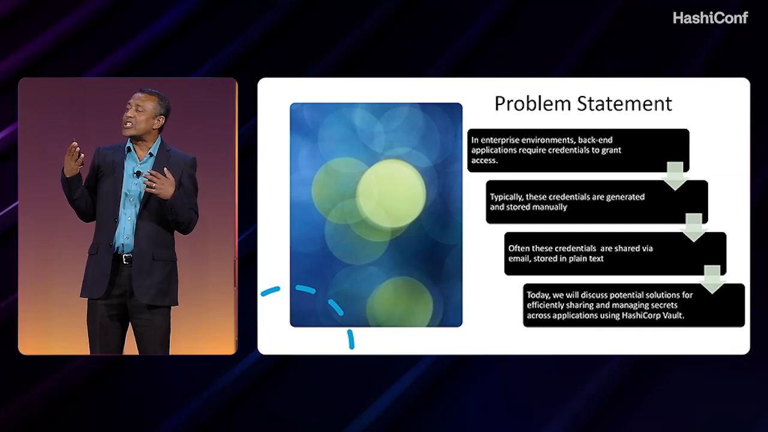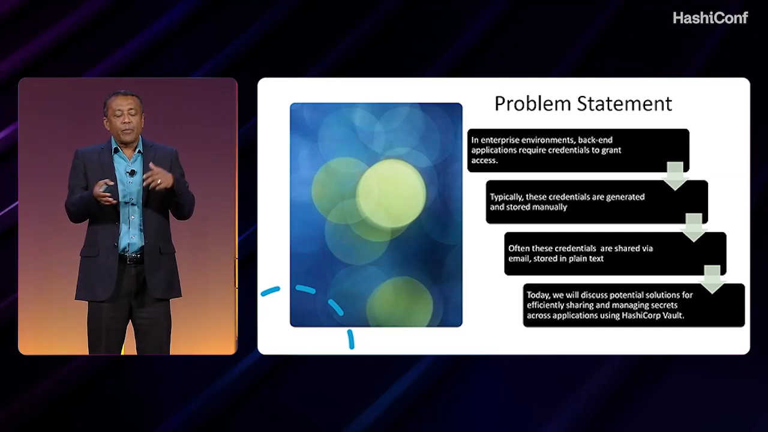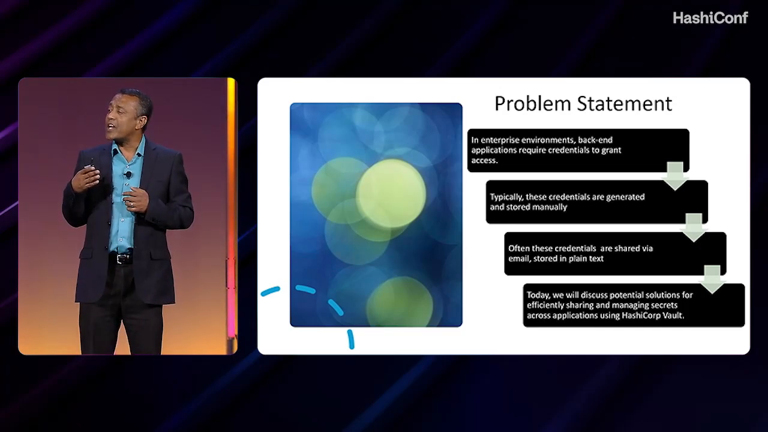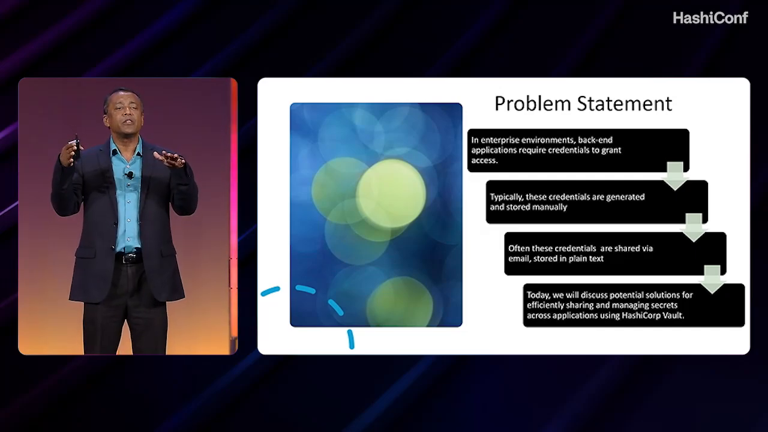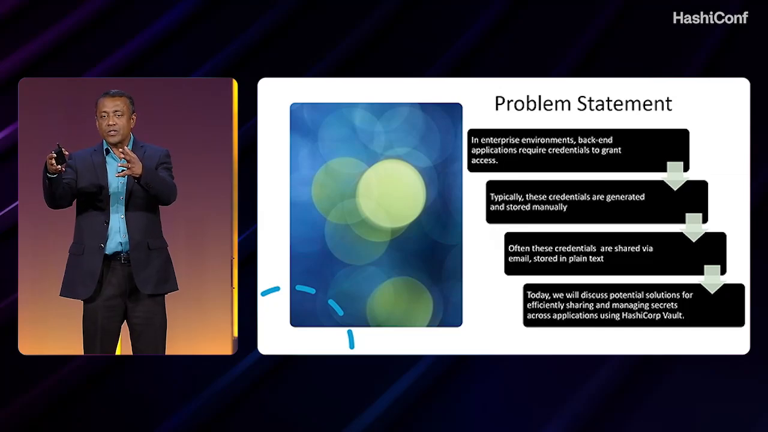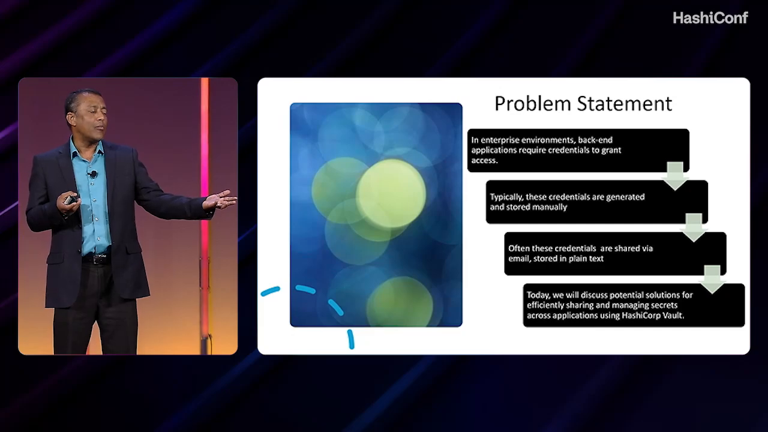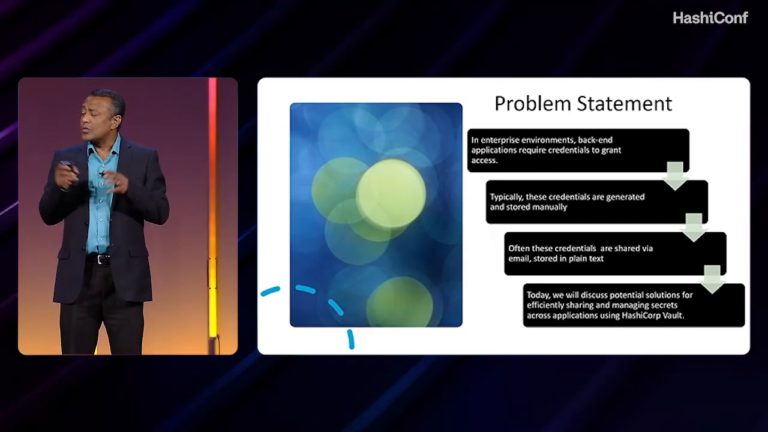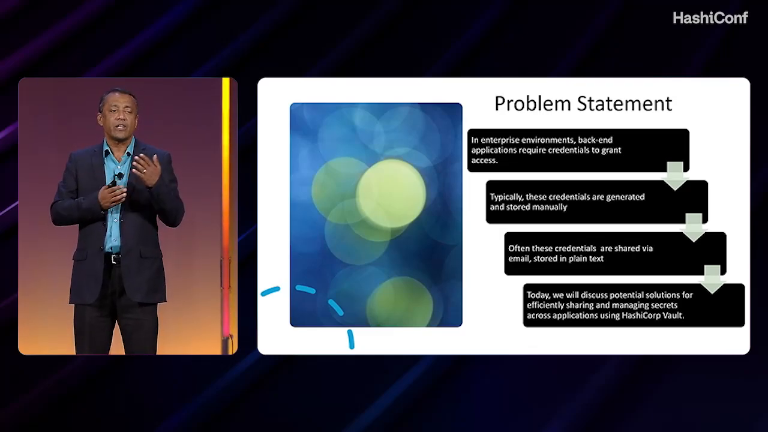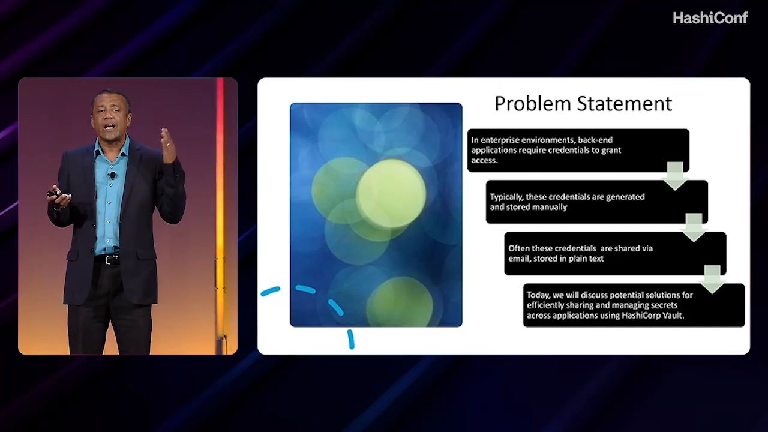Typically, these credentials are generated manually and then stored somewhere, also manually in plain text. And those credentials are shared through emails, right? Somebody generates the credentials for these back-end applications, sends an email to other consuming apps, and then they are stored somewhere in plain text. So the discussion today is how do we use HashiCorp Vault to effectively share these back-end application secrets with other consuming apps. So that is the talk here today.